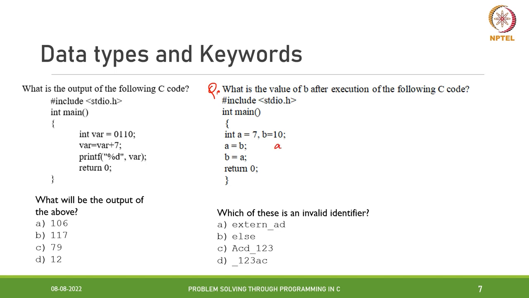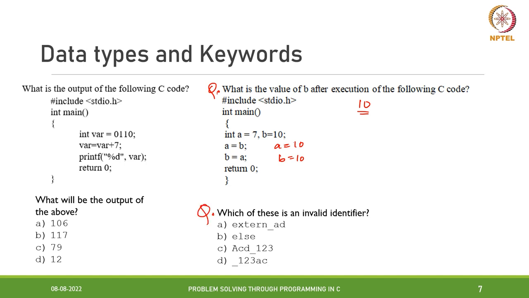Right, all of you are correct. When you are saying a equals b, the value of b will be stored in a. That means a will become 10. Now the next statement I write is b equals a. That means the variable b, whatever value is stored in a, will go to b. So b will be 10. So the value of b after execution of the code will be 10. All of you are correct.